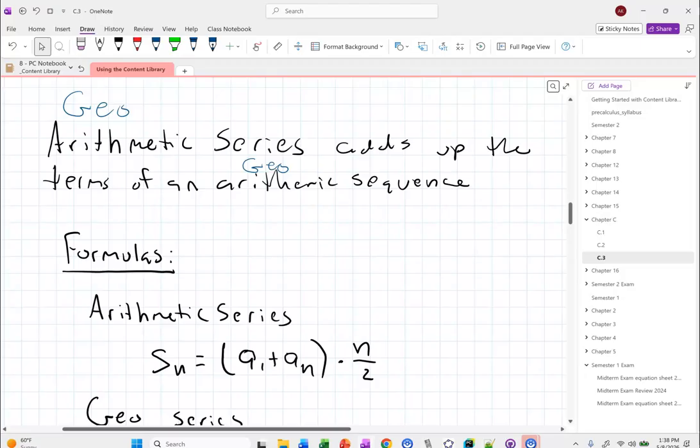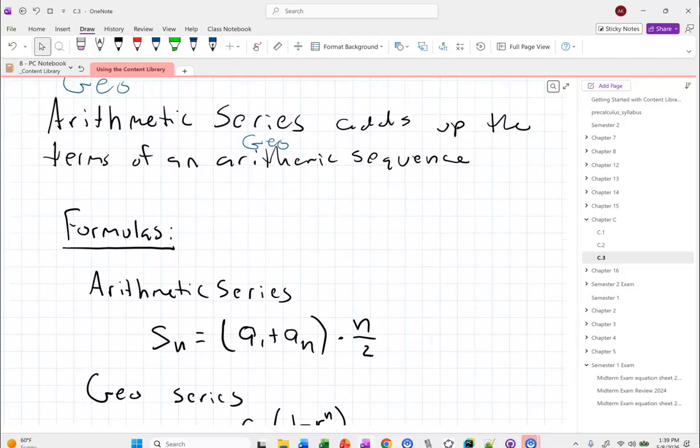All right, so there are 2 special types of sequence or series that we want to talk about. Those are arithmetic series and geometric series. An arithmetic series just means we're adding up the terms of an arithmetic sequence. And a geometric series just means we're adding up terms of a geometric sequence. Everybody's okay with that idea? Hopefully that seems pretty obvious.